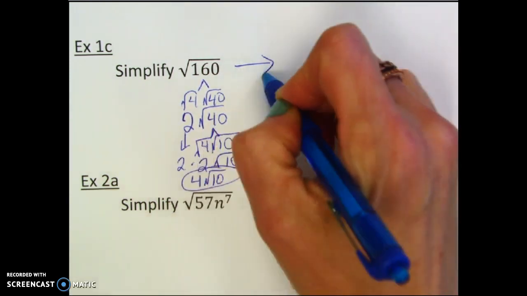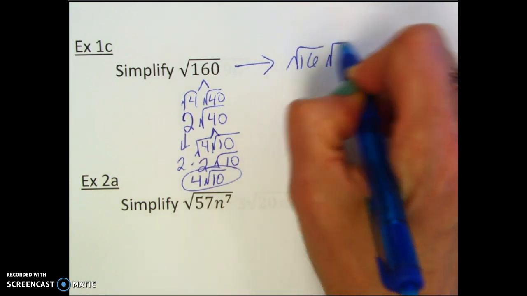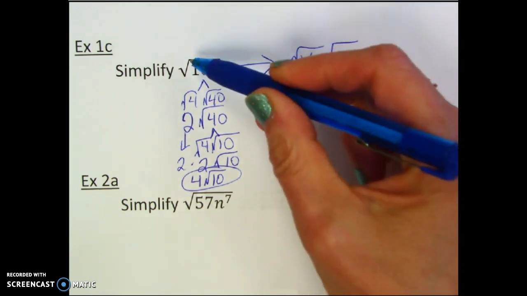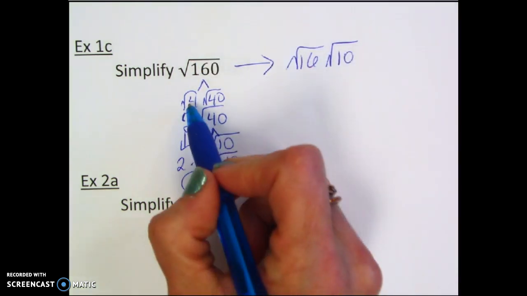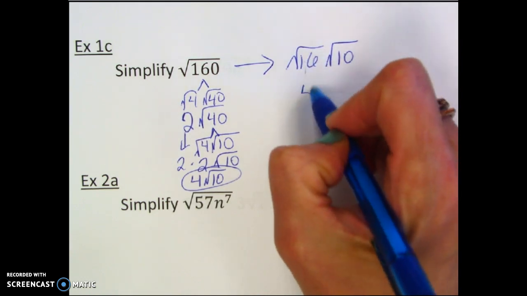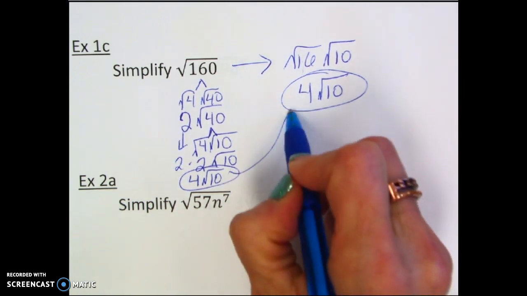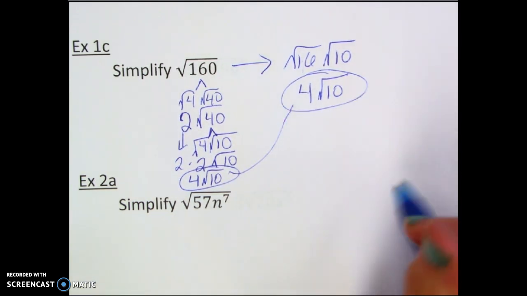Now, personally, I like to try and find the larger square root, and the larger square root would be 16 times 10, because 16 times 10 is 160. 16 is a bigger square root than 4, so I'm going to take the square root of 16. Square root of 16 is 4. Square root of 10 does not simplify, and we end up with the same answer either way you do it.